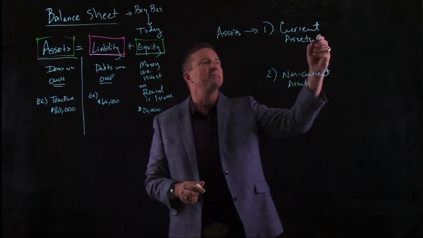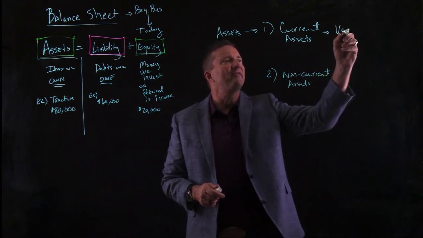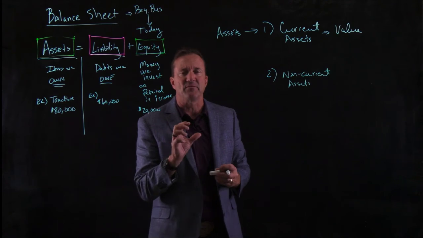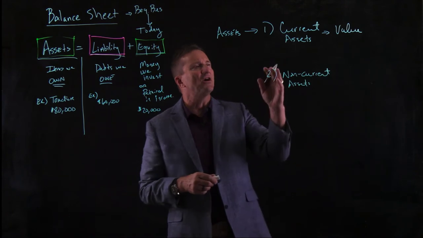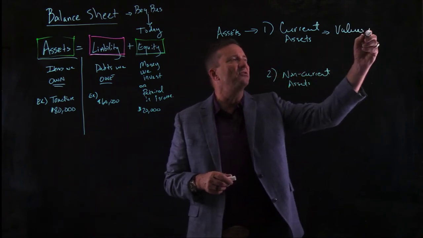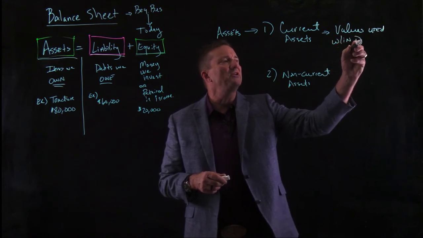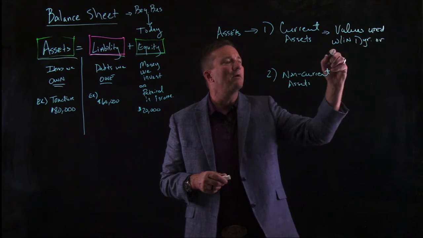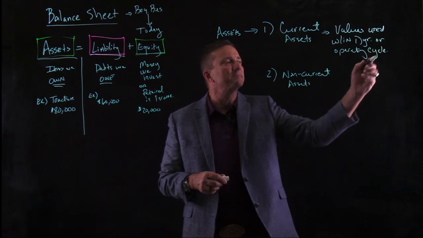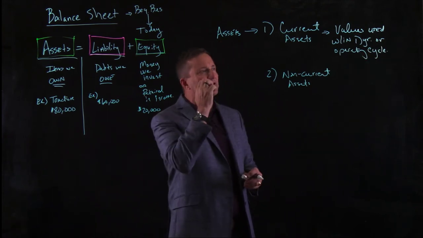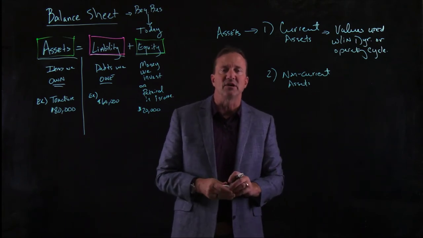Now, what's a current asset? These are items that have value. Now I'm going to start with the word value. You have to be able to measure any asset's worth, and that's a value, a dollar amount. So these are current assets, and so these values are used, I'm going to put within 1 year, or what we call the operating cycle of our business. So current assets have value, and they're going to be either used within 1 year or the operating cycle of our business.